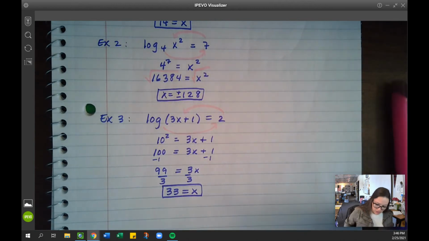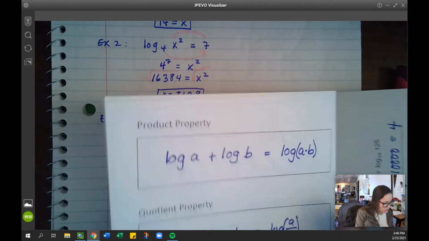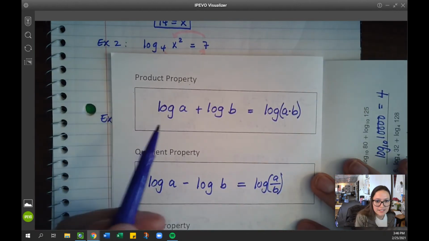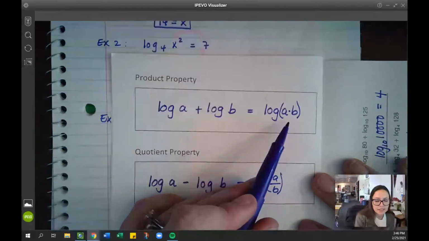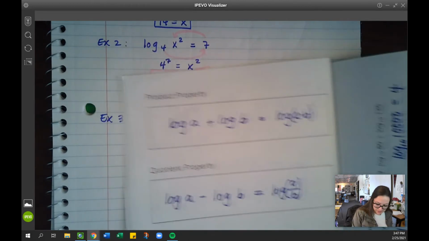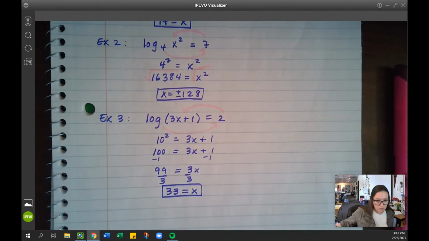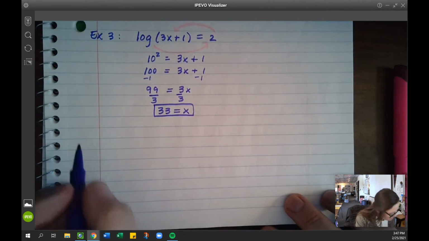All right, now, the other things that we talked about is that if you have two logs being added together, that's the same thing as multiplying the two things together. And likewise, if I'm subtracting two logs, to combine them together, I actually divide those two things. So we're going to keep that in mind as we try the next couple of examples here.